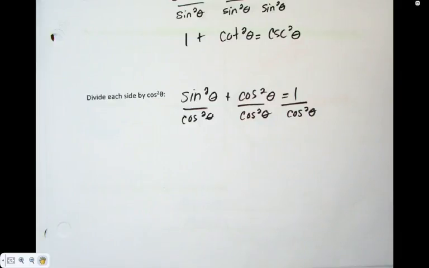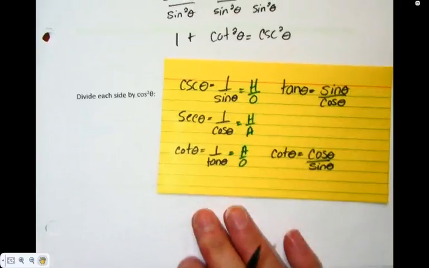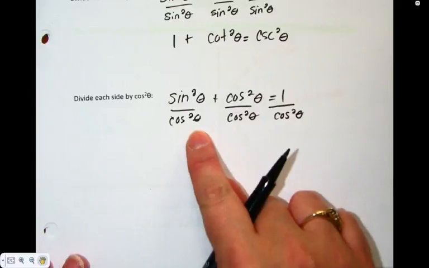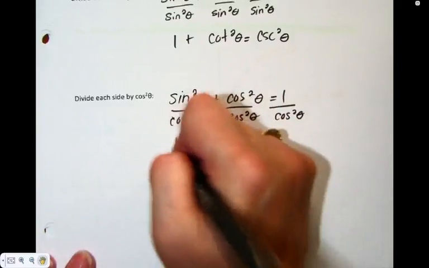Sine squared over cos squared. Just ignore the squareds for a second. Sine theta over cos theta. Oh, tan, okay. So sine squared over cos squared is equal to tan squared.